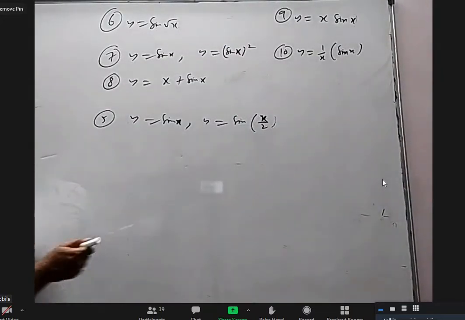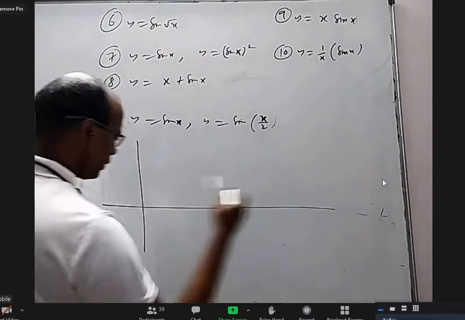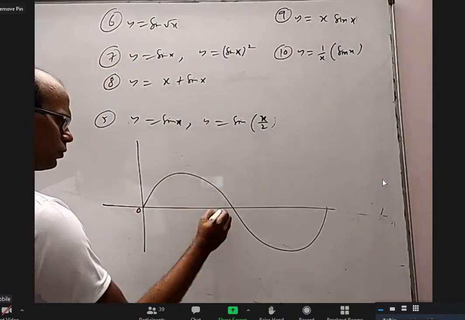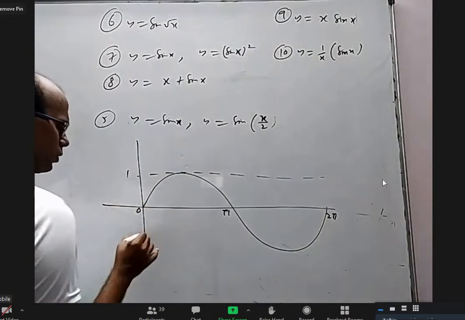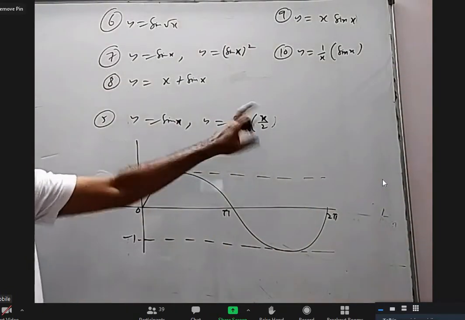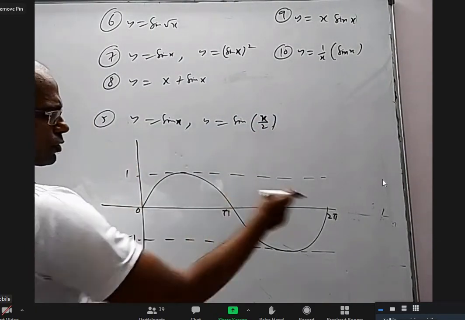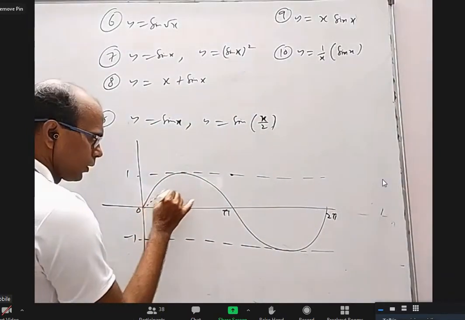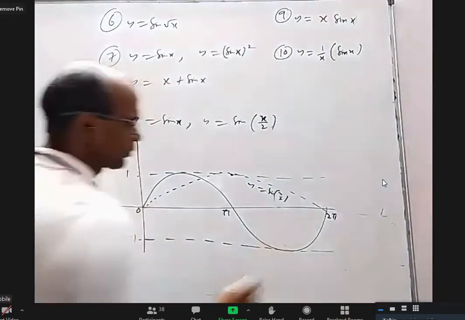Coming to the fifth one. Sin x, we know the graph is this. This is 0, this is pi, this is 2 pi, this is 1, and this is minus 1. Sin x by 2 will be slower than that, like elongating it, because when x covers 0 to 2 pi, sin x by 2 will cover only 0 to pi. This is the graph of y equals sin x by 2.